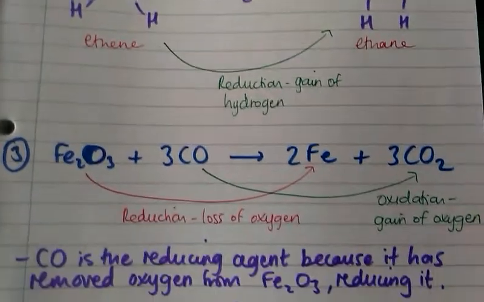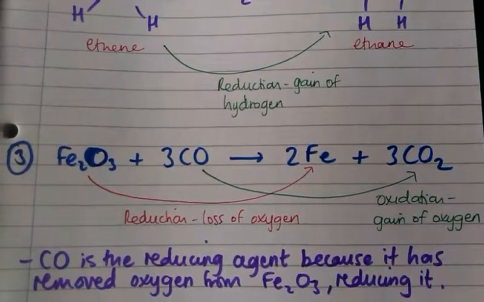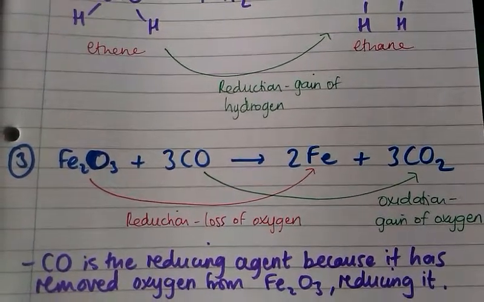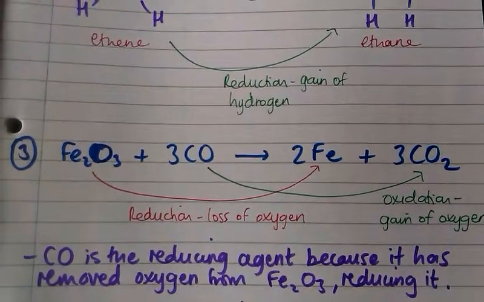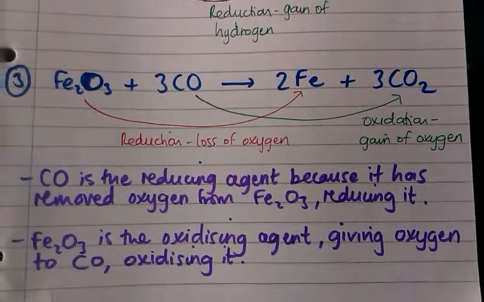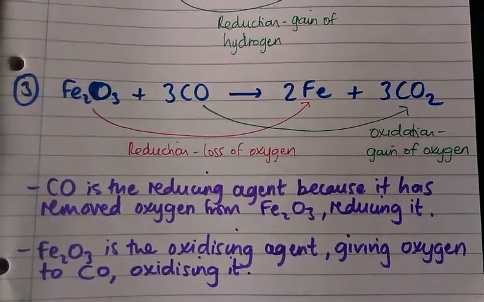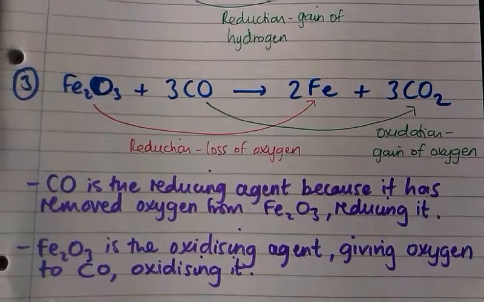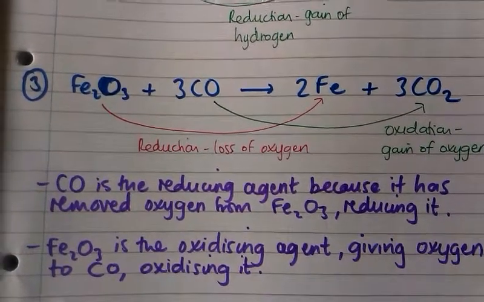So for this reaction we say that the carbon monoxide is the reducing agent because it has removed oxygen from iron oxide and therefore reducing it, and the iron oxide is the oxidizing agent because it has given oxygen to carbon monoxide and therefore oxidizing it.